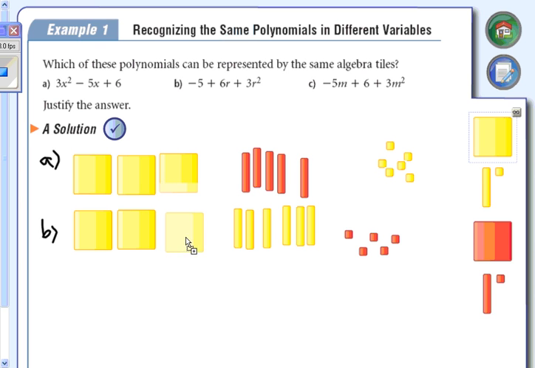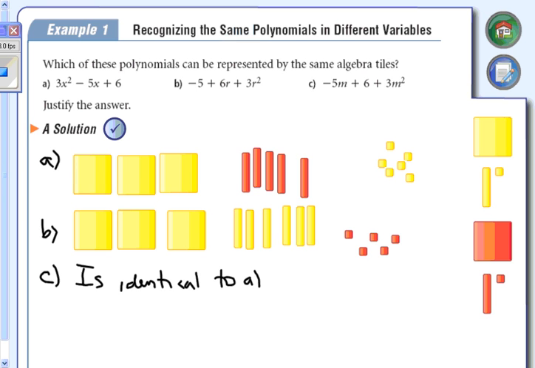So now if I was to look at C, and let's take a look at C, negative 5m. Well, wait a second. This one's got negative 5x, but negative 5m would be the same thing. Let's just check. Plus 6. Well, there's plus 6. Positive 3m squared. Guess what? A and C are the same. So C is identical to A.